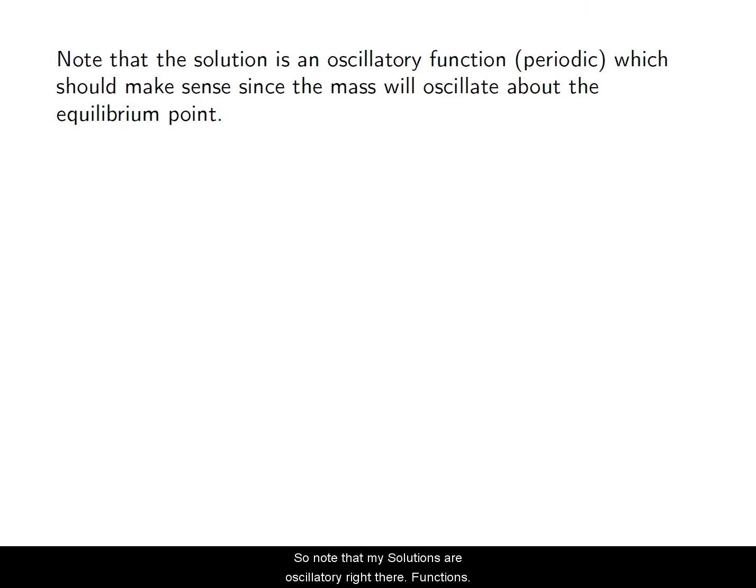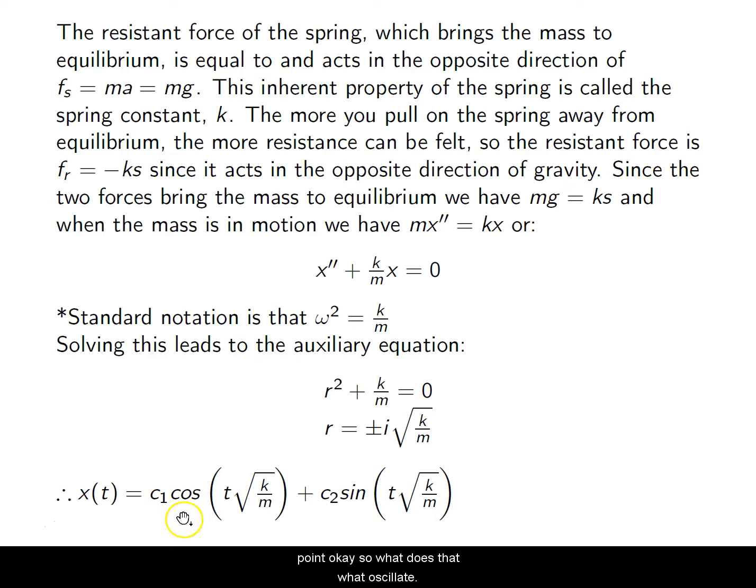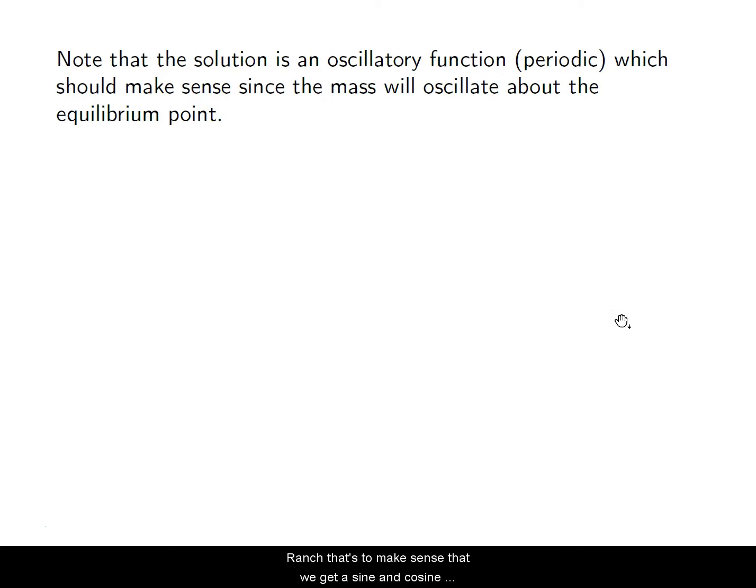Okay, so note that my solutions are oscillatory, right? They're periodic functions, and this should make sense because we're going to have a mass that bounces up and down about some equilibrium point. So what oscillates? Trig functions oscillate, mostly cosine and sine. Cosecant, secant, tangent, they don't really do this kind of thing. Sine and cosine, they're wave functions, right? They work in a wave. Basically, I can model this oscillation about an equilibrium point with a wave, so it should make sense that we get sine and cosine sort of functions.